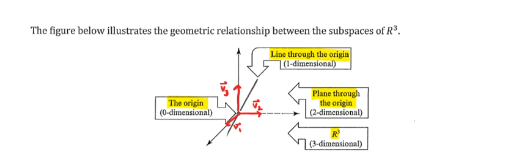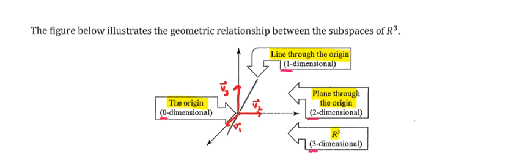Some other noteworthy items. Notice that each one of these subspaces has finite dimension. None of these have a dimension of infinity. They're all finite numbers. For example, the origin is 0-dimensional. That's a finite dimension. The line through the origin is 1-dimensional. That's a finite dimension. The plane through the origin is 2-dimensional. That's finite. And of course, R3 itself is 3-dimensional, and that's a finite dimension.